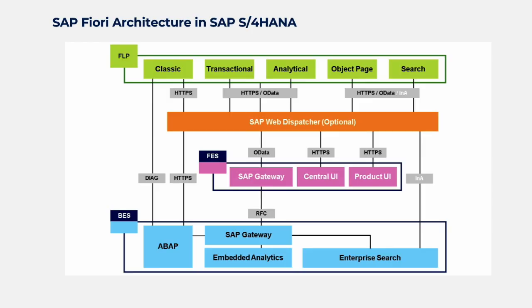The FES and BES connect through a trusted RFC connection. When you request data, the RFC forwards that request to the backend, retrieves the live business data, and sends it back to your screen in real time using OData or an internal protocol for search and analytics. This keeps your front-end experience fast while keeping your back-end data secure and separate.